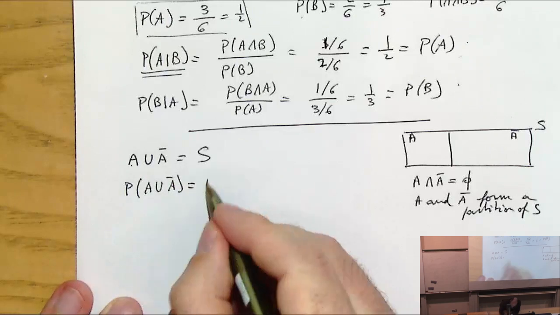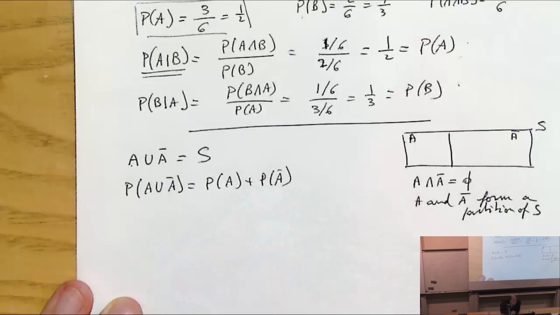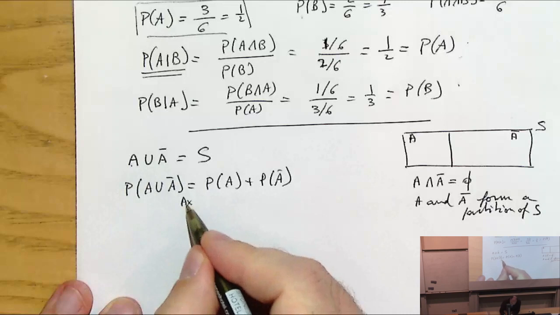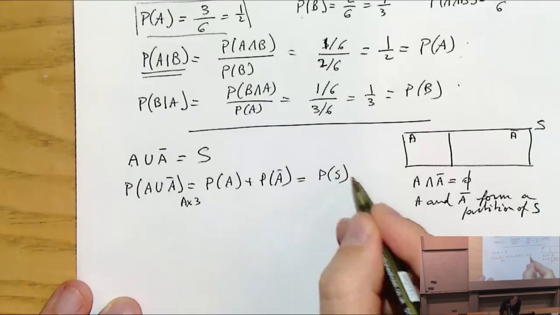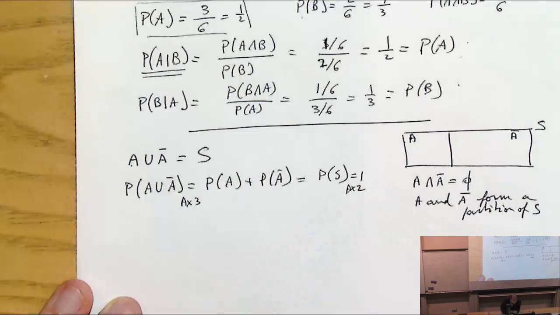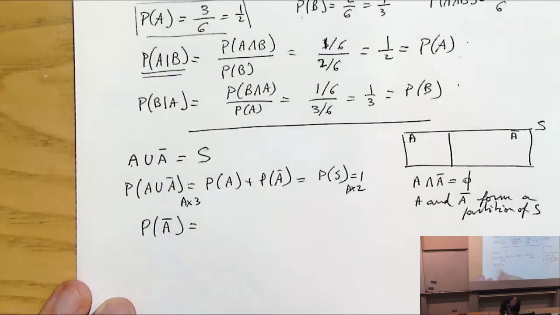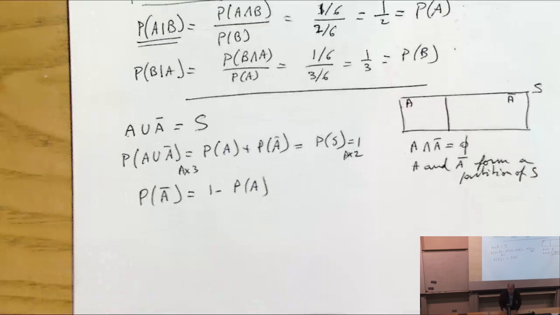that says the probability of that union is now equal to the sum of their probability, because essentially those two are disjoint. So this is axiom 3. And this is the same as probability of S, which is equal to 1. This is by axiom 2. So we did this last week: the probability of the complement of A is 1 minus the probability of A. You remember this?